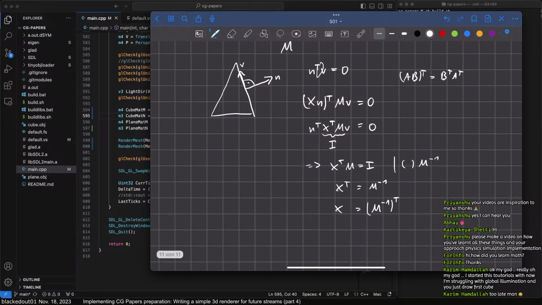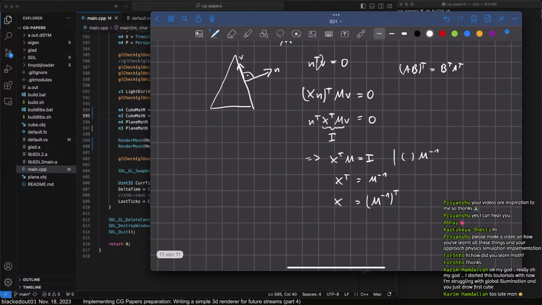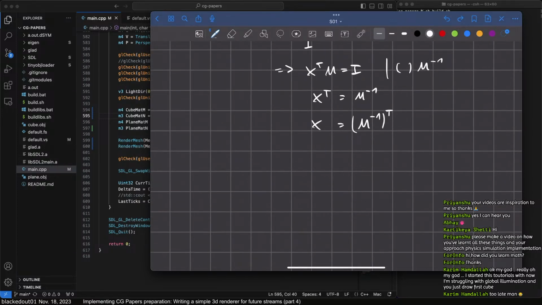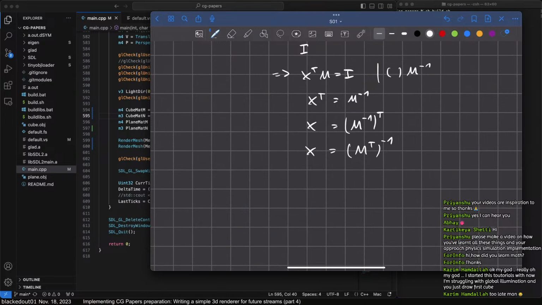The same happens if you instead look at this expression, so if you swap the arguments, which is basically always possible for a dot product. If you were to do the same derivation here, you would end up with X is equal to M transposed and the inverse. So basically these two are equivalent.